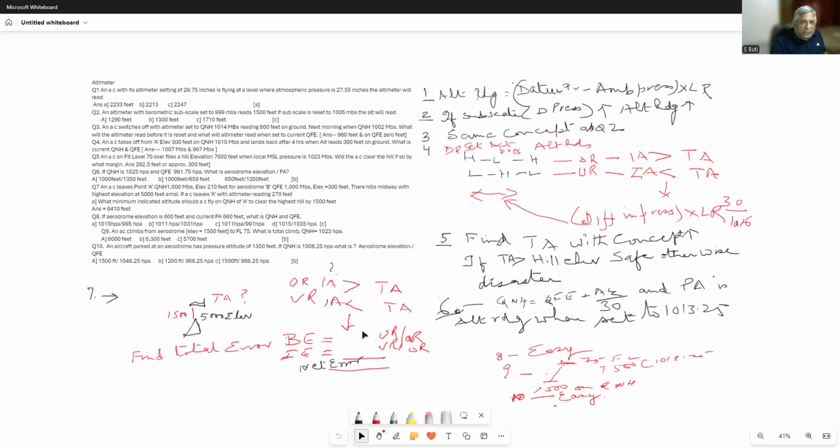And in case there is an instrument error, whatever instrument error was there in the takeoff will remain. If it was overreading, it will remain overreading. If it was underreading, it will remain underreading by the same amount.